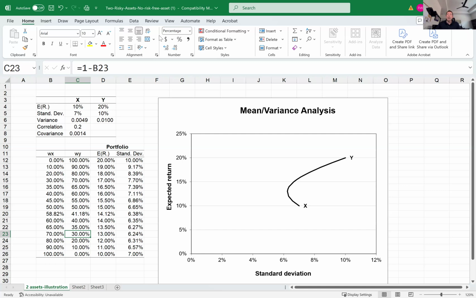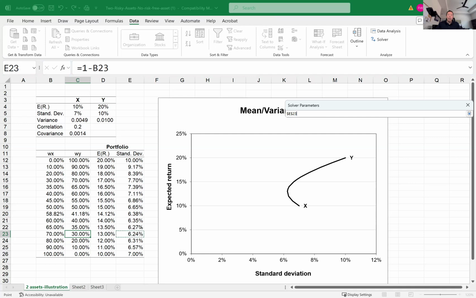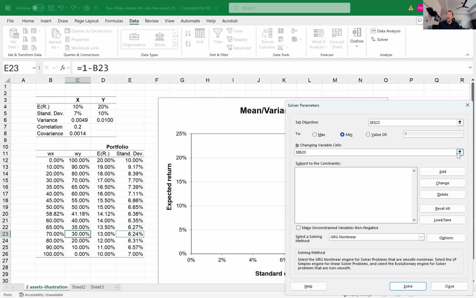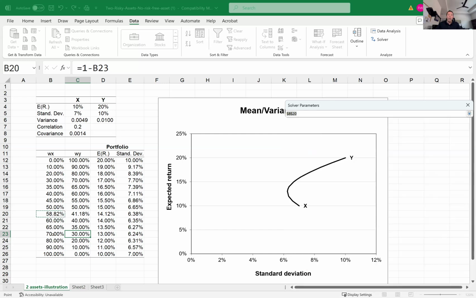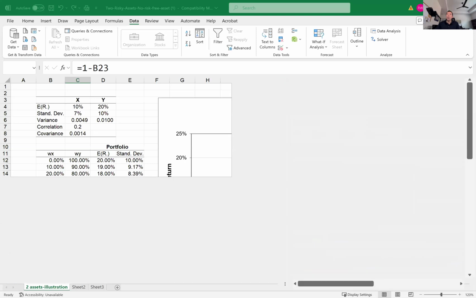So we go to Data, and we go to Solver, and we say what we want to do is choose this particular standard deviation, because that's the one that's closest already, and I want that cell to be minimized. And I want to minimize it by changing the weight on X right over here. I'm going to change the weight on X, which will automatically change the weight on Y. So I'm telling Solver, make the weight on X such that the standard deviation of this portfolio is as low as it can possibly be. So I hit solve, and we've got a solution here.